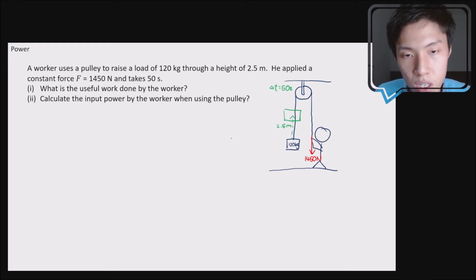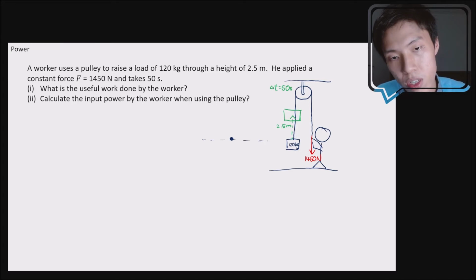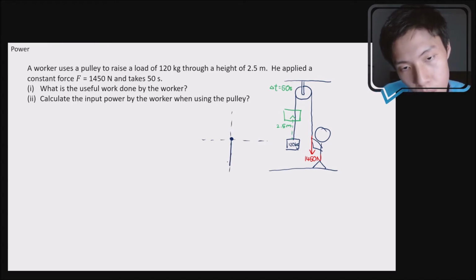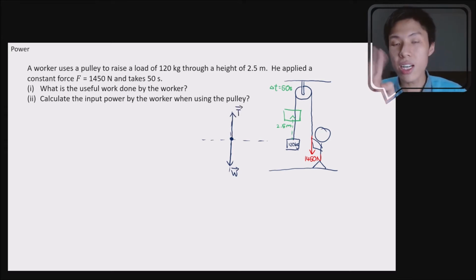So if I use a dot to represent the block, you see that the forces that are acting on the load over here will be weight, because the object has mass 120 kg. Another one will be the tension. Okay, so these are the two forces that are being exerted on the object.